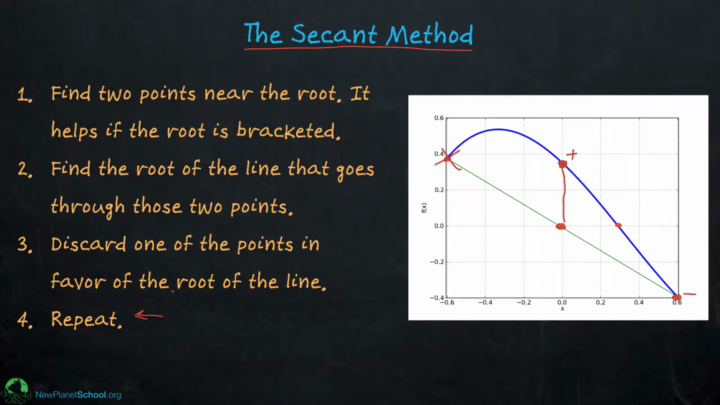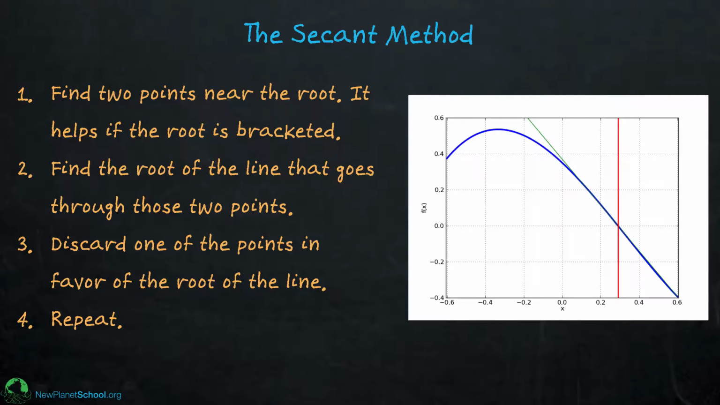So let's see what happens. There's my new point. I draw a line between them, and you can see I get a new estimate for the root, which is right here, a little bit to the left of the real one, but it is extremely close. And if I do that one more time, let me clear this so you can see it. It is so close that it's essentially perfect.